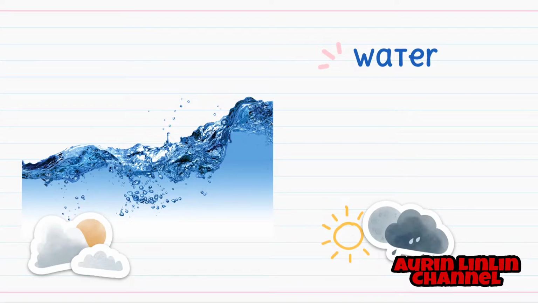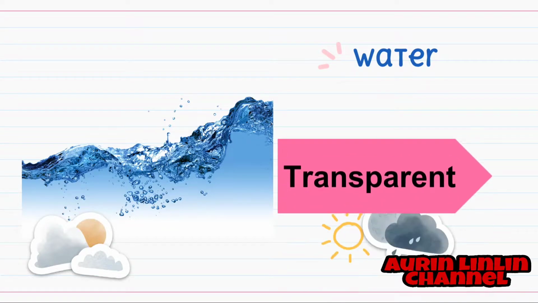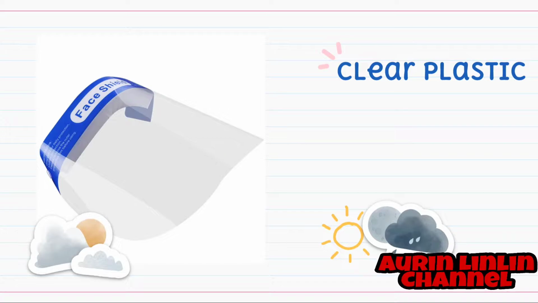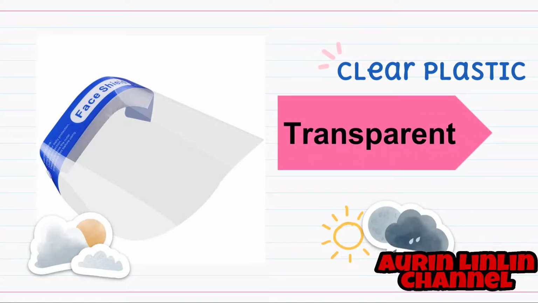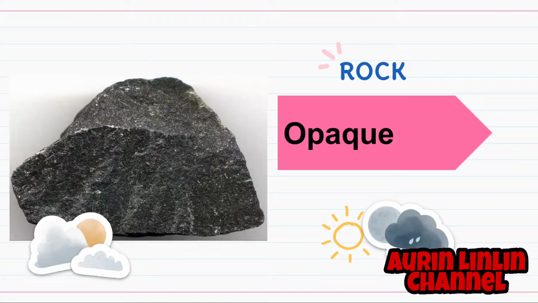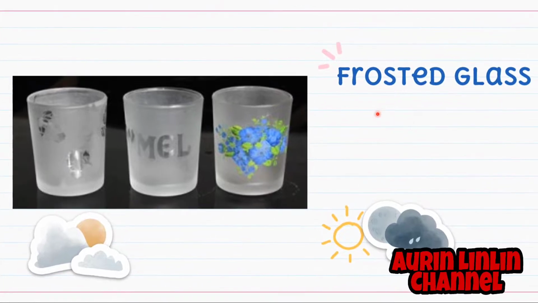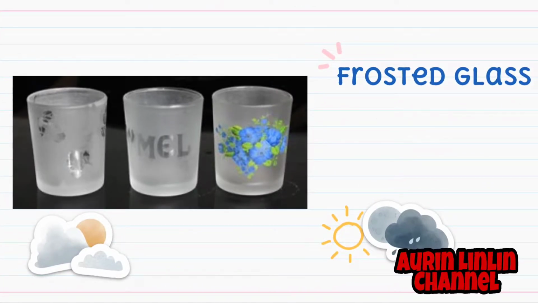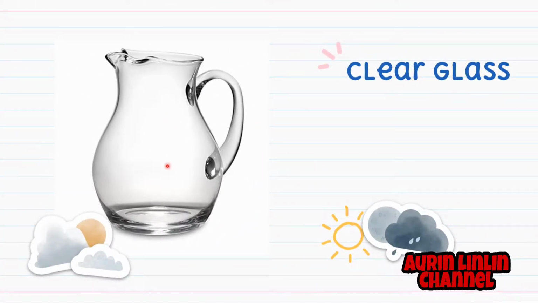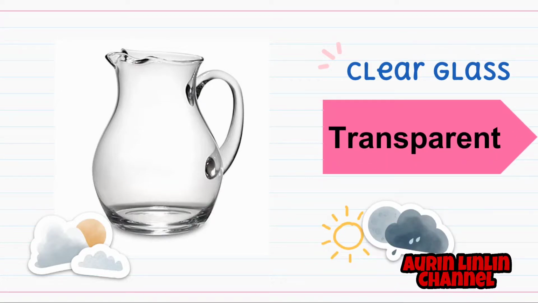Objects around us. You can guess. Water is transparent. Clear plastic is transparent. Rock. Okay, I know this is opaque. Frosted glass. Frosted glass is a kind of translucent. Clear glass is transparent.